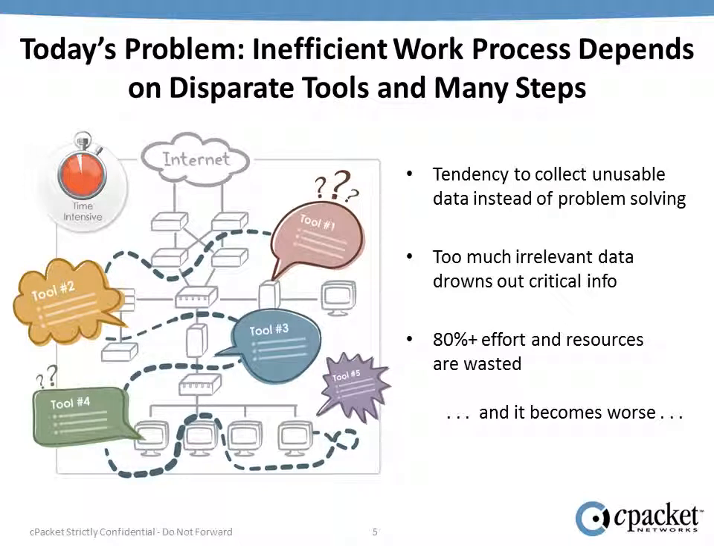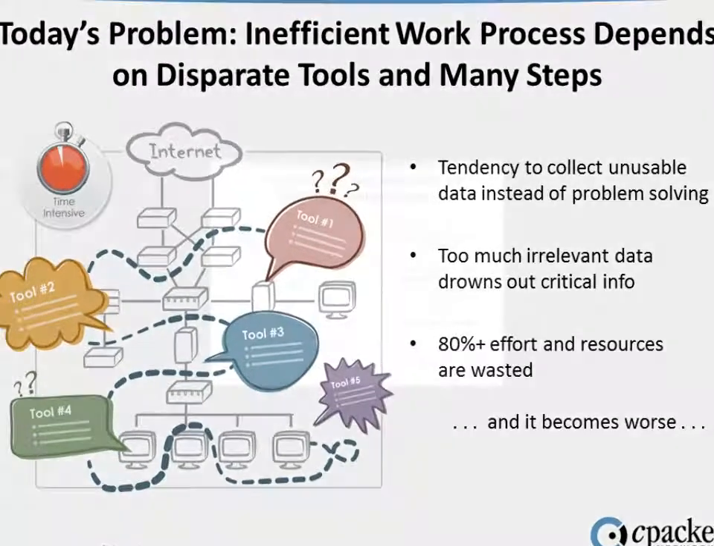In today's environment, the work process is inefficient and complex. There are too many disparate tools and too many steps to get to the critical data when it is needed. There is a tendency to collect unusable data. There is too much irrelevant data which drowns out critical information, and therefore 80% or more of the effort and resources are wasted. The situation only becomes worse as the environment becomes larger, faster, and more complex.